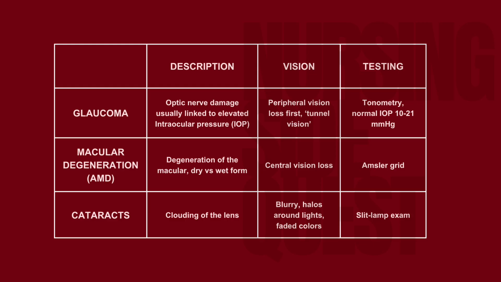It's insidious because there are 0 early warning signs. The elevated pressure slowly damages the optic nerve, creating patchy blind spots in the peripheral vision. And if left unchecked, that peripheral darkness closes in until the patient is left with extreme tunnel vision. Exactly. And the risk factors are a staple for any nursing exam.